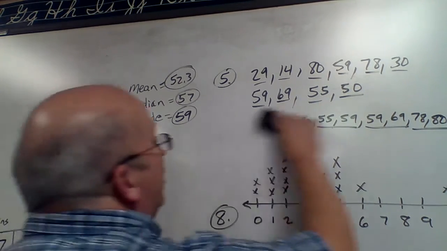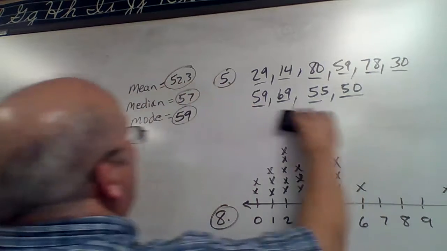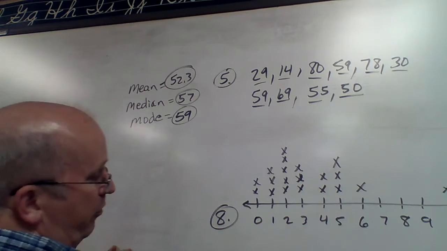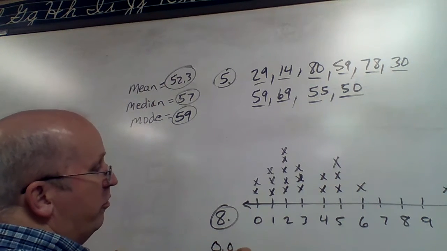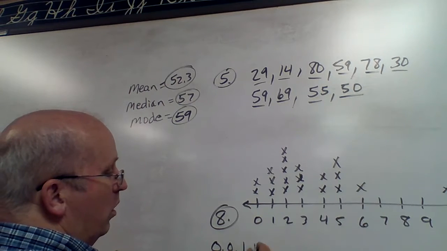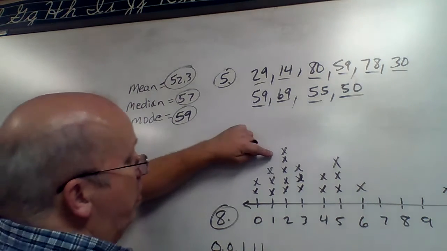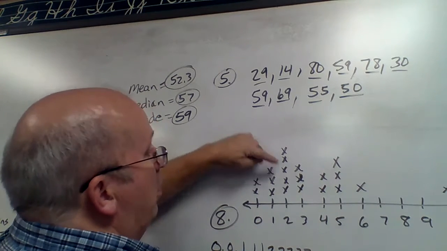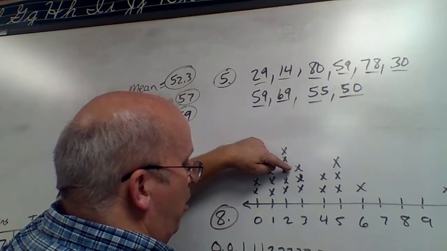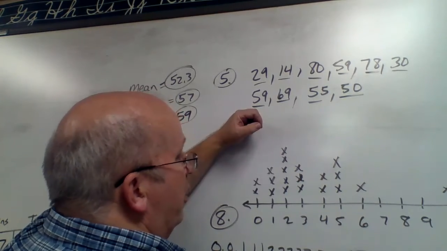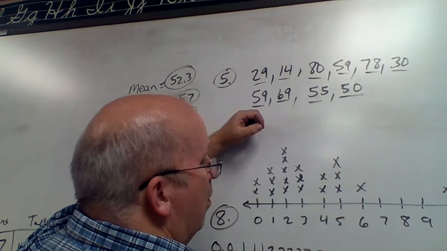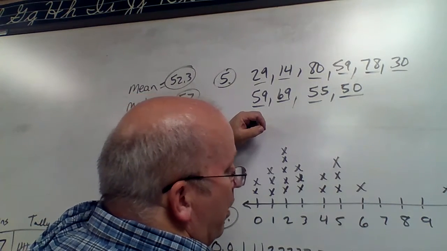I'm going to erase this stuff to get it out of the way a little bit. Let's do number 8 right here. First, I'm going to list the numbers from smallest to largest. 0, 0, 1, 1, 1. There's 3 ones. Looks like there's 5 2s. Looks like there's 3 3s. Looks like there's 2 4s, 3 5s, a 6, and a 10.